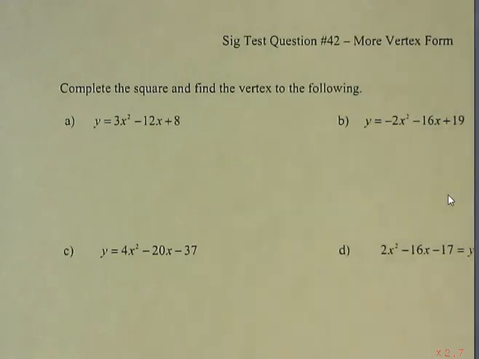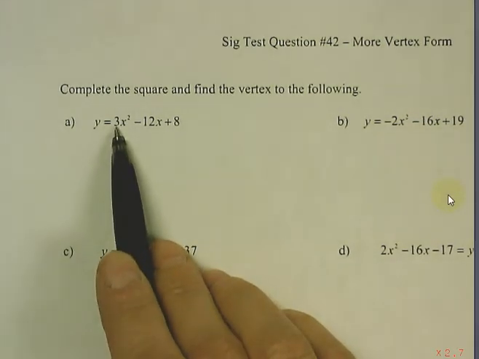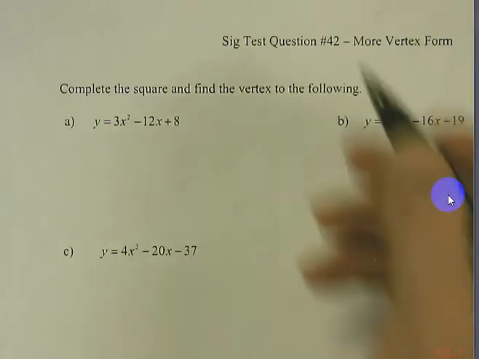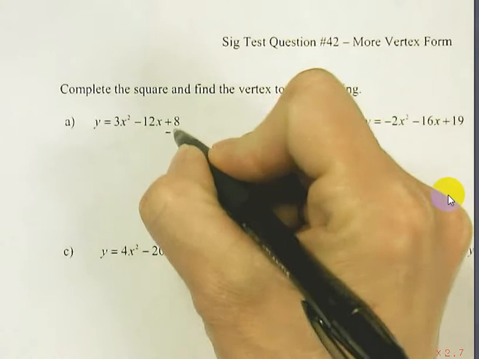All right, topic 42. We are going to be completing the square, but this time we have an a value that is not equal to 1. So these are a little more difficult. The process still begins the same. We always want to take our c value and move it to the other side, so I'm going to subtract 8.